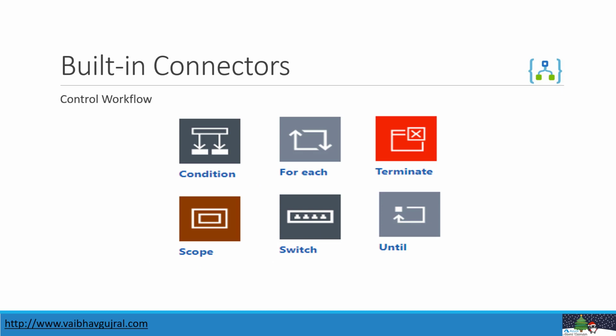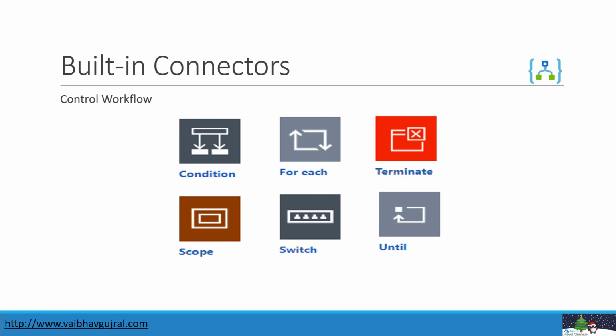There are a few control workflow connectors, like condition, which can be used to evaluate a condition and run different actions based on whether the condition is true or false. You can perform the same actions on every item in an array in each iteration using for each.